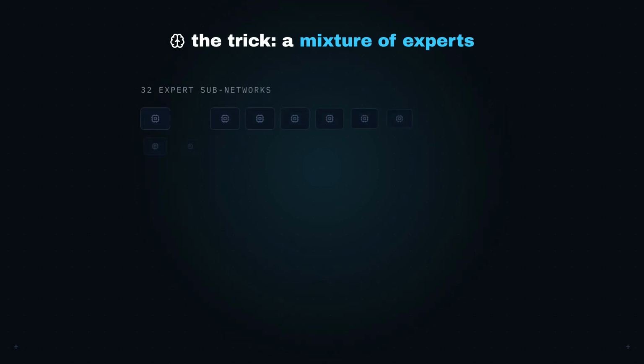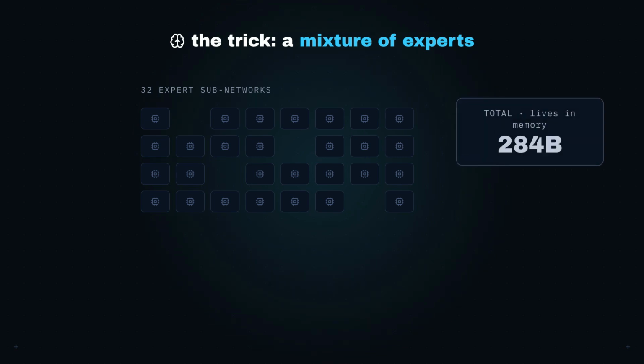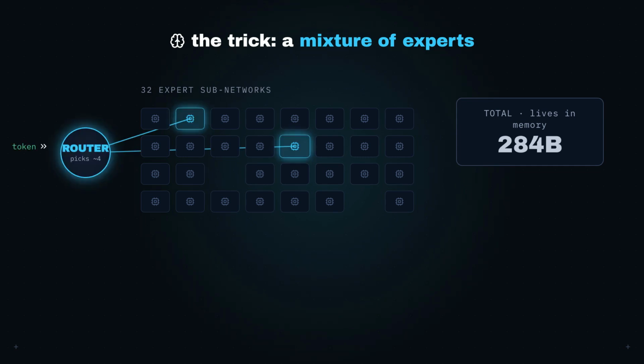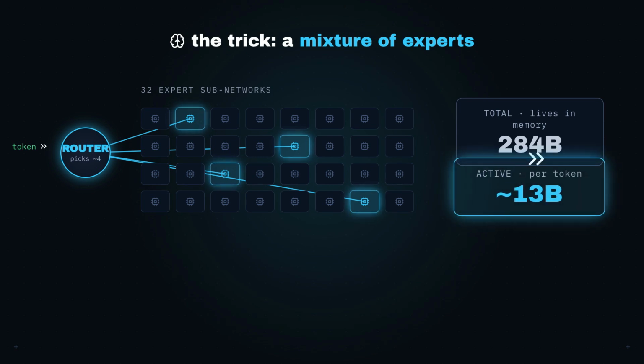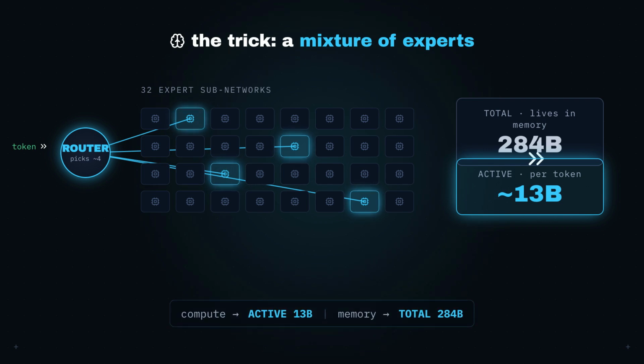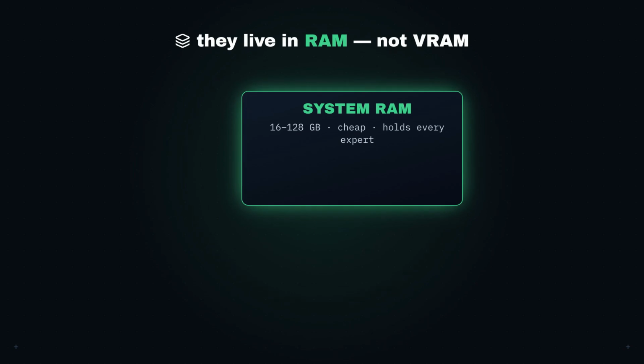This is a mixture of experts model. 284 billion is the total size, but for any single word it generates, only about 13 billion of those parameters actually fire. The model is split into dozens of expert subnetworks, and a tiny router picks just a few for each token. So the compute you pay for scales with the active 13 billion, not the full 284. A giant brain, but only a small part lights up at a time.